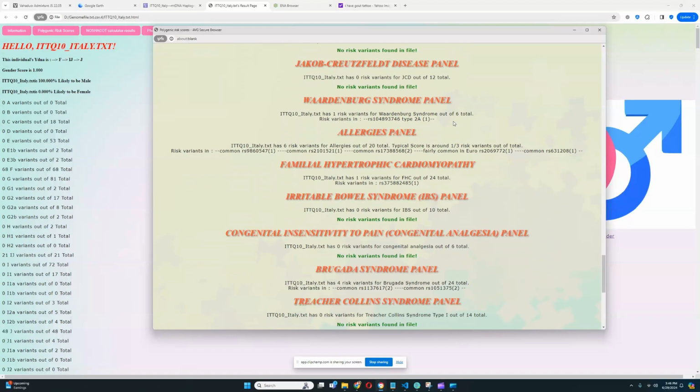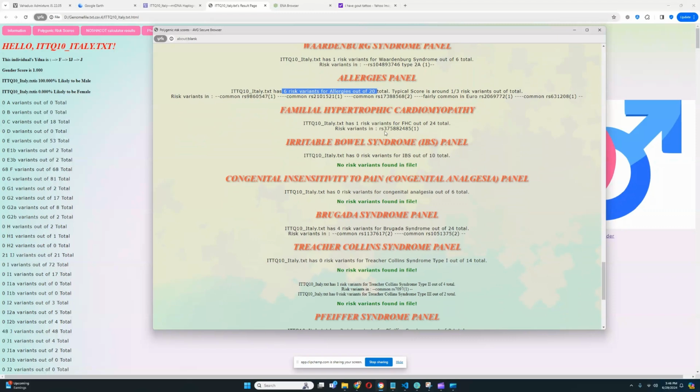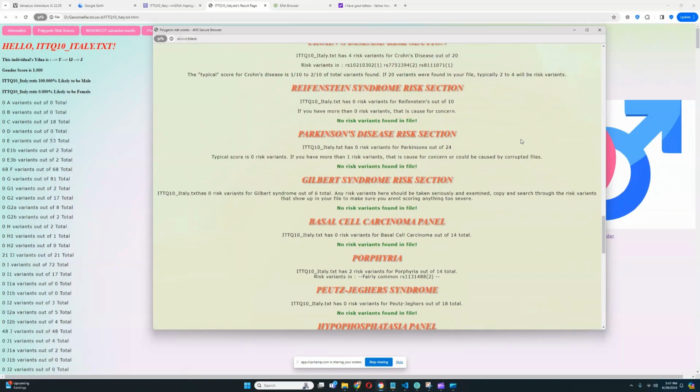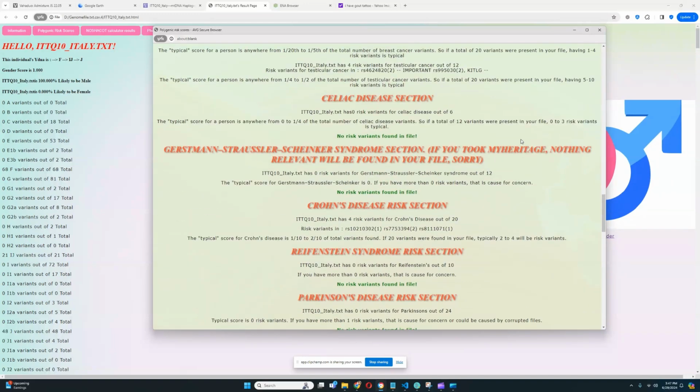Whoa. He's got 1 risk variant for Waardenburg syndrome. That's crazy. But I think this might be a miscall. 6 risk variants for allergies out of 20 total. Okay, pretty cool. 1 risk variant for familial hypertrophic cardiomyopathy, but this probably is a miscall as well. And we don't see anything else. Alright, so what I'm concerned about is the type 1 diabetes, multiple sclerosis, and everything relating to HLA gene.